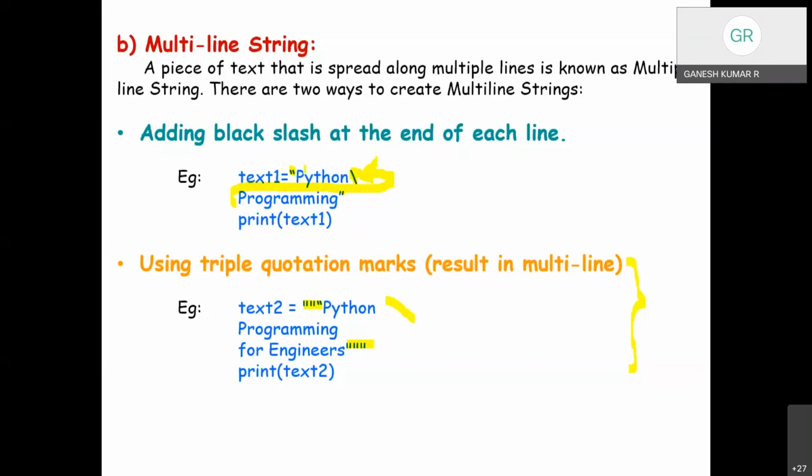In general practice, the backslash is used to have a multi-line string. It is the method generally accepted and preferred by the programming community for the continuation of the string in multi-line format. So a piece of text which is spread across multiple lines is known as a multi-line string, and it can be created in two ways: with the help of a backslash or by using triple quotation marks.